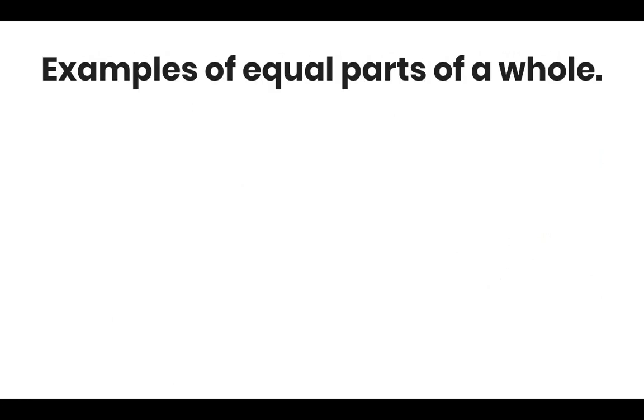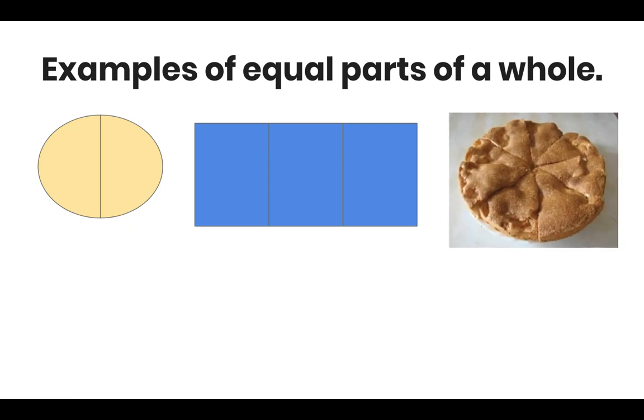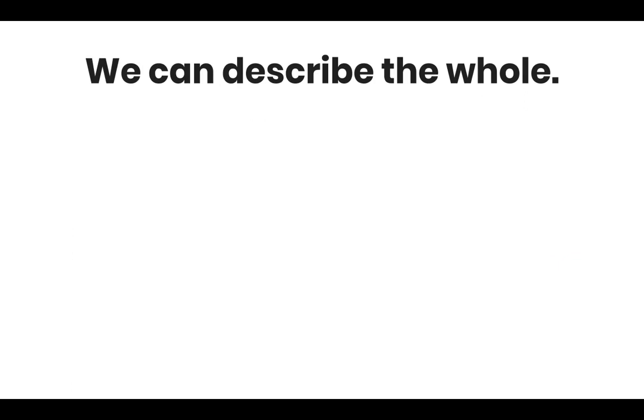Examples of equal parts of a whole. So we have the circle, we have this rectangle, pies can be divided, pizzas can be divided, and there are some examples of some other shapes here. These are examples of equal parts of a whole. You know when you cut up a pizza that you don't want your sibling to get a bigger piece than you do, right? These are examples of equal parts of a whole.